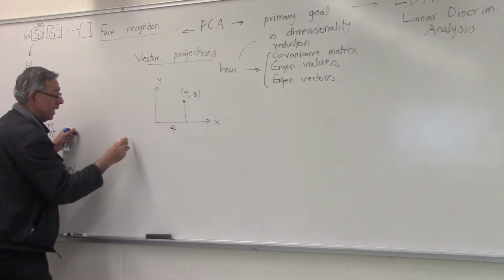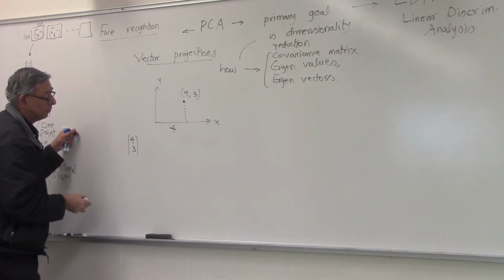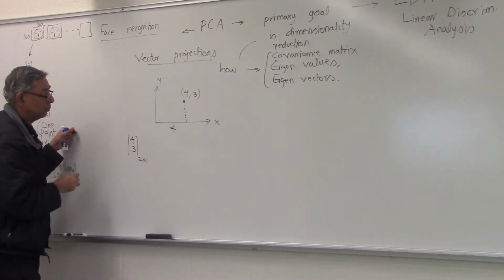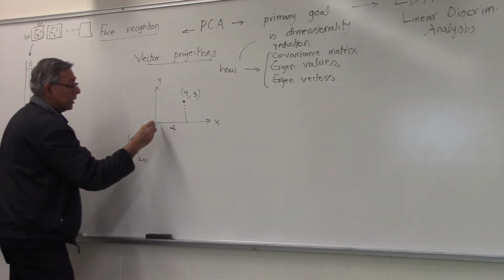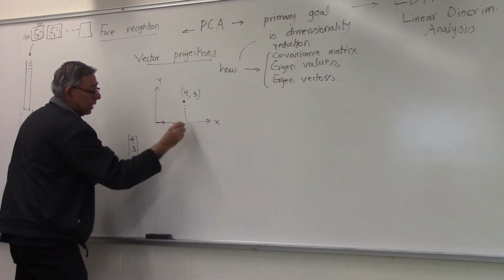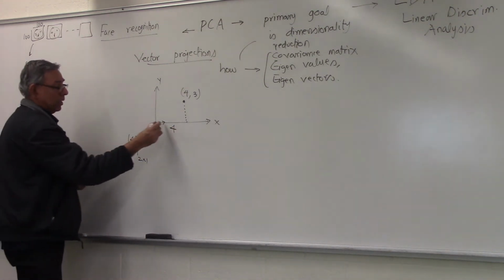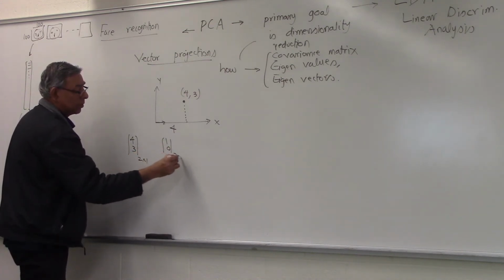So how do we get that? Think of it this way. In the matrix or vector form, this is (4, 3), which is basically a 2 by 1. What is the unit vector in the x direction? In the x direction, isn't it (1, 0), which is also 2 by 1?